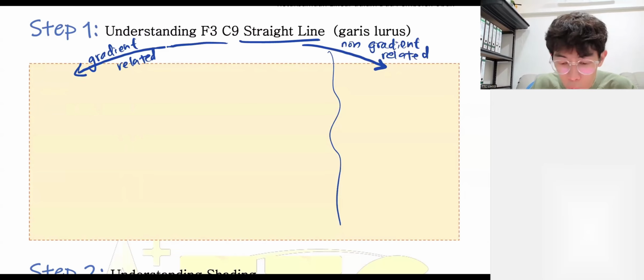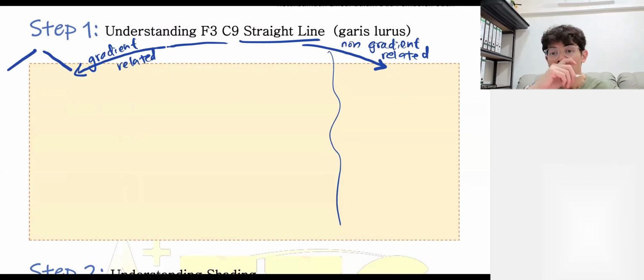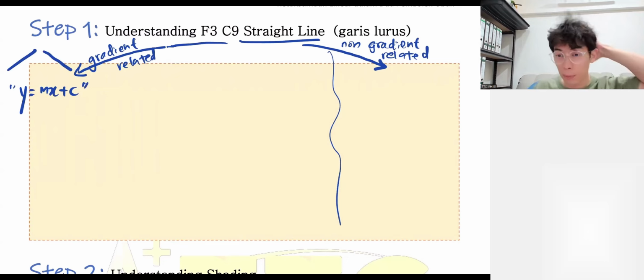So basically, the two types of straight line on the left side will be something like this, this one and this one. These are the two types. Obviously, the student will tell me, teacher, this one is slope related. So it will be y equals mx plus c.